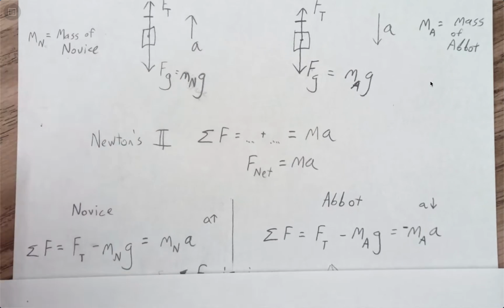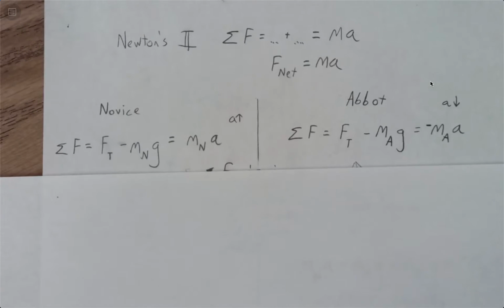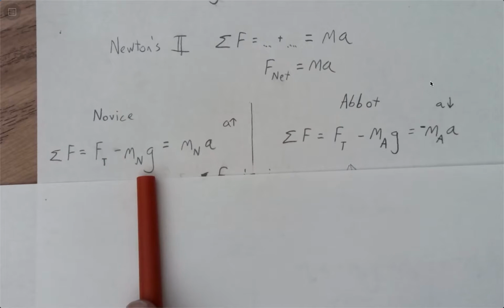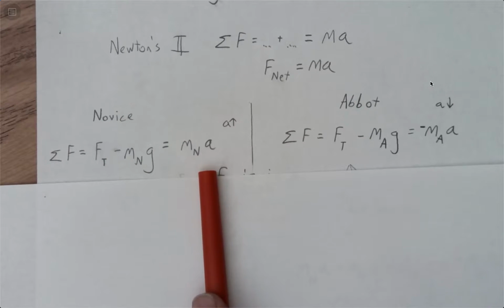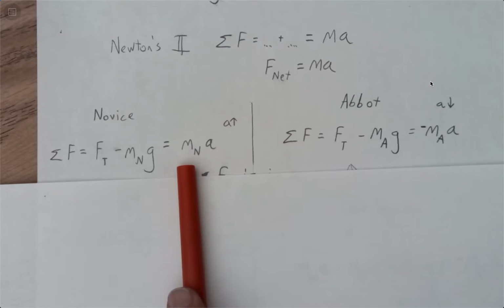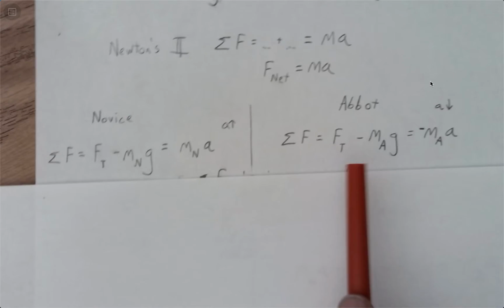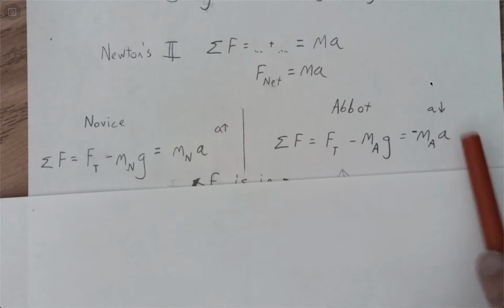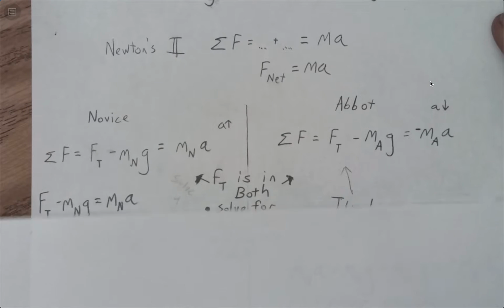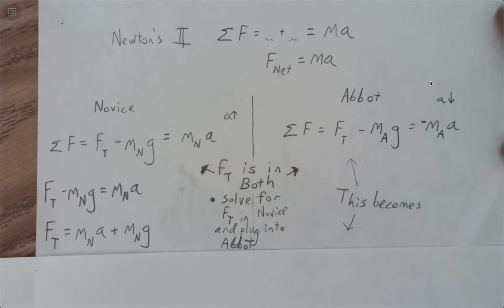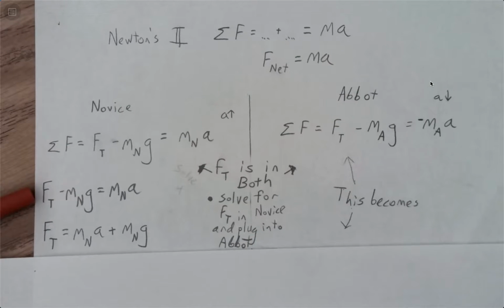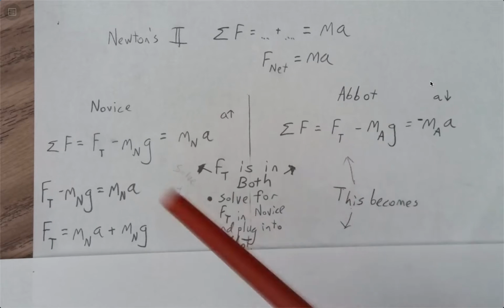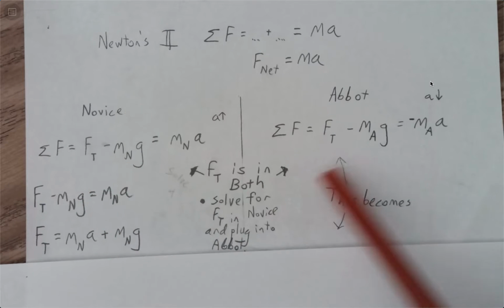So when we write out our free body diagram, getting to Newton's second law, the sum of the forces for the novice: tension up minus that gravity down, that's the weight, equals ma. It's accelerating up, so I kept it as positive. For the abbot, the tension up minus the gravitational force down equals negative ma, where I have it negative because it's accelerating down. Now we know tension in both is the same. So I'm going to solve for tension in the novice and then plug it into the abbot.